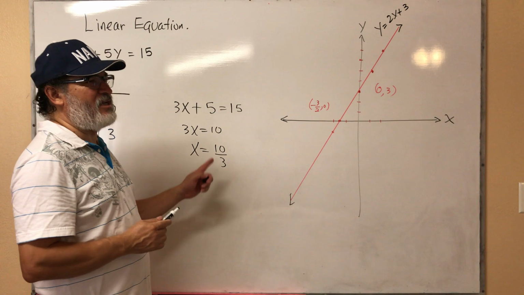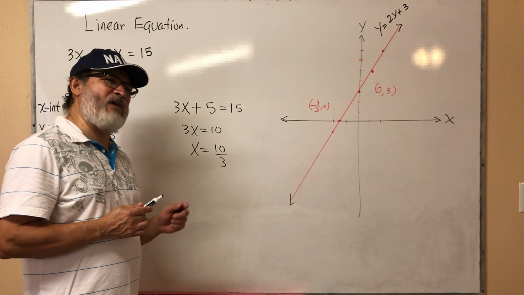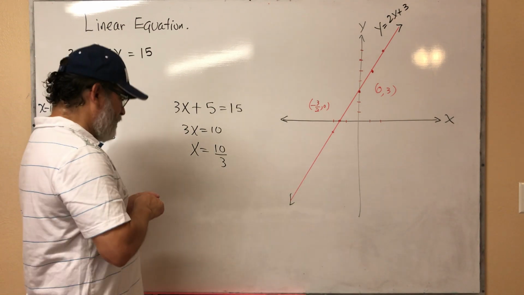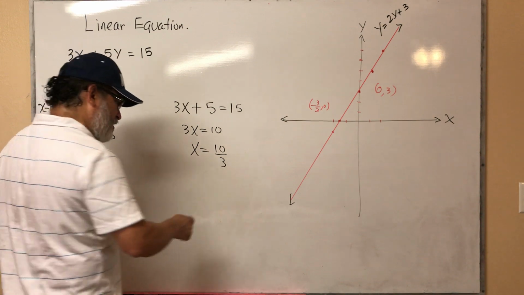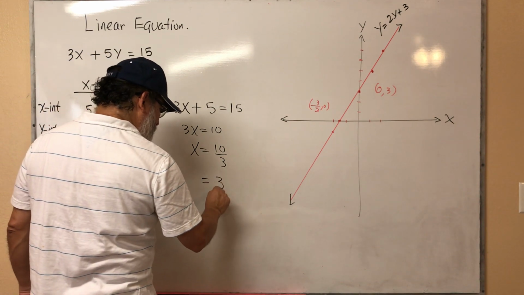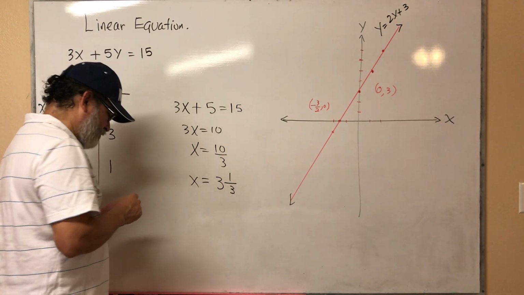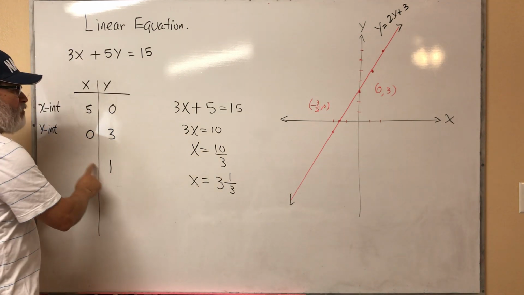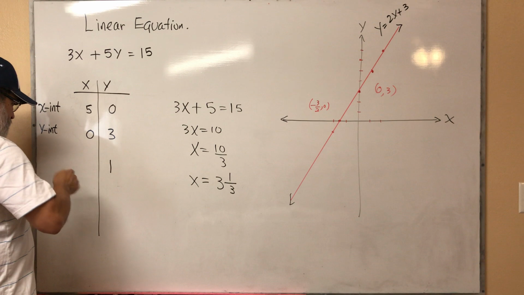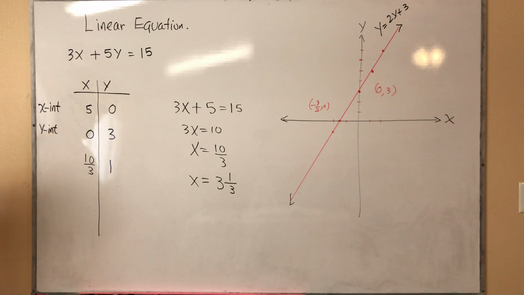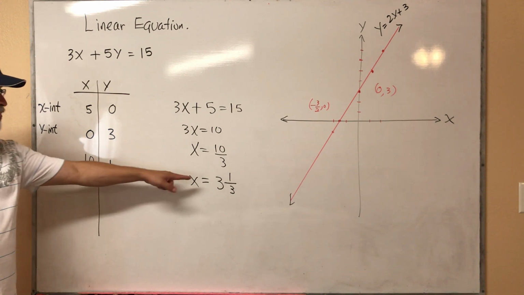Let's express this as a mixed number, just to understand where it is, just for graphing purposes. So 3 goes into 10 how many times? 3, and what's left over? 1 over 3. That's x. But when you write it on the table, let's just write 10/3. There you go. And so now, good class, we have 3 points. We know 10/3 is 3 1/3, look.